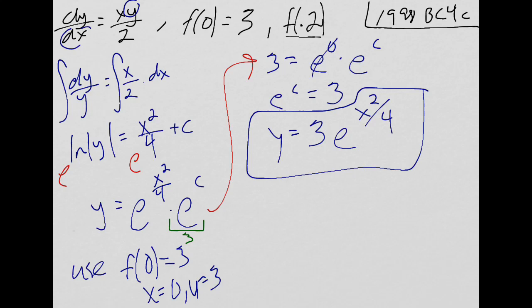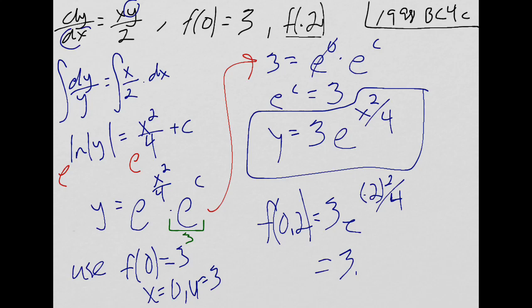I just have to now go and use it to get the actual value of f of 0.2. So f of 0.2 is equal to 3 times e to the 0.2 squared over 4. Make sure you're plugging parentheses well into your calculator when you evaluate this. Actually, as AP form, I think you could probably leave it like that, but I would go ahead and just type it in my calculator.